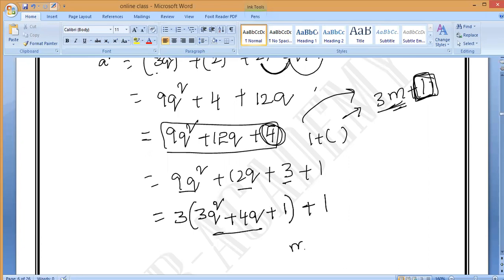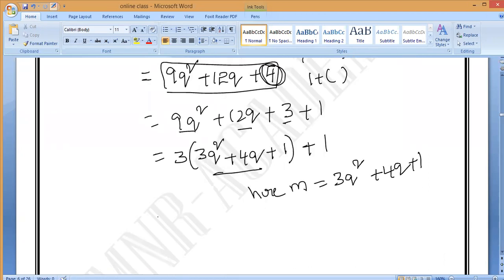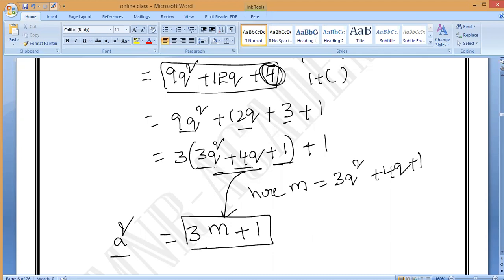Here, let m equal to 3q square plus 4q plus 1. So our equation becomes: a square of any positive integer is in the form of 3m plus 1. In place of 3q square plus 4q plus 1, we write m. So a square equal to 3m plus 1. Therefore, square of any positive integer is in the form of 3m or 3m plus 1.